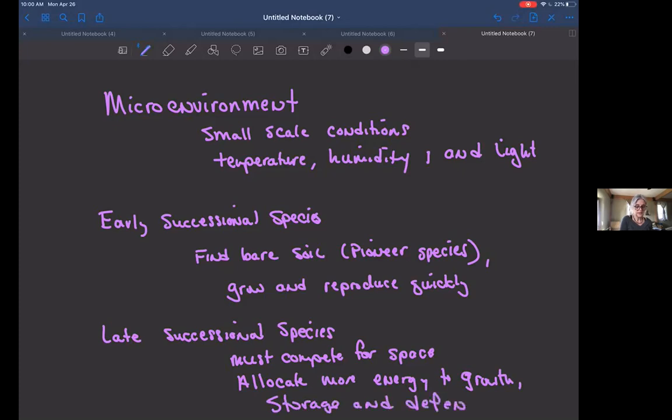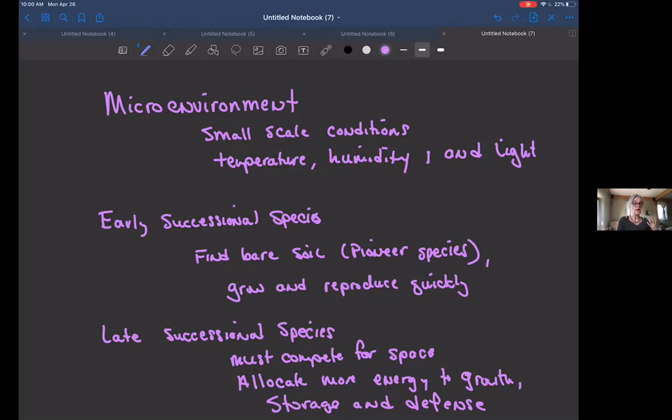Defense might even be a mechanism by which plants compete. Some plants actually produce toxins and prevent the growth of other plants around them. So when you see a plant come up and it kills the other plants around it, that is probably a chemical that they're releasing that is allowing them to compete for access to that space.